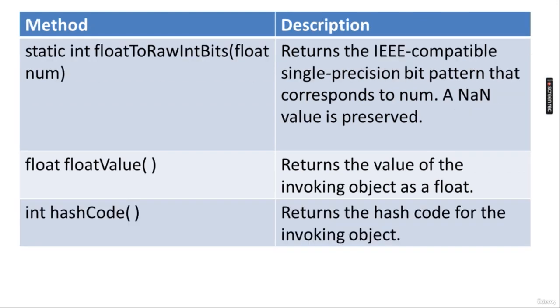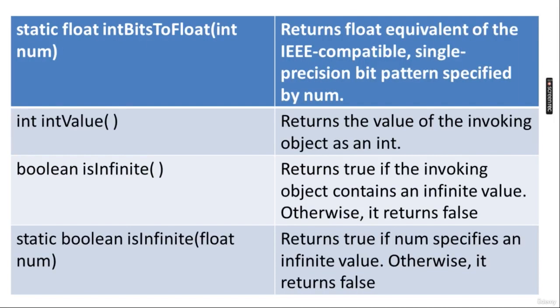The static method floatToRawIntBits returns the IEEE compatible single precision bit pattern that corresponds to number. The not a number value is preserved. Then floatValue returns the value of the invoking object as float. hashCode returns the hash code for the invoking object. Okay, you can write them down one by one, or you can take a screenshot of this screen.